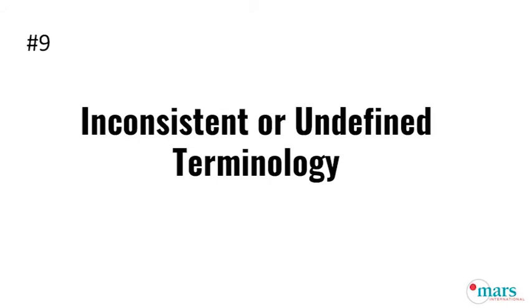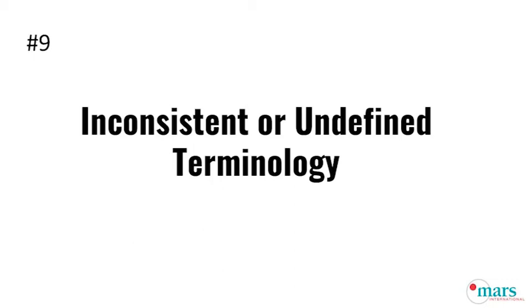Number 9 is inconsistent or undefined terminology. What I'm talking about here is, as I said, a written document. It's something that people are going to be reading. And so it's very, very important that when you refer to a specific button or a specific feature, you always call it the same thing every single time.